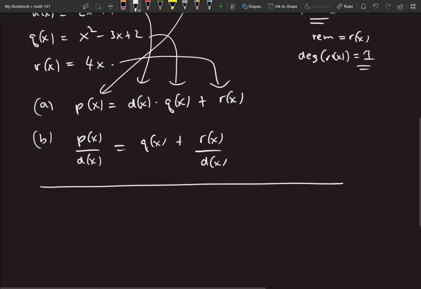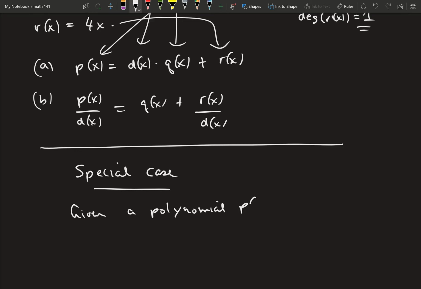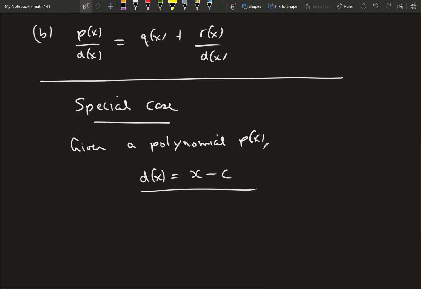Let's move forward a bit. What we're going to do now is say, okay, there's a special case. The special case is given a polynomial p of x, you're dividing by something of the form x minus c. So if your divisor is of this special form, x minus c, then certain specific things happen.